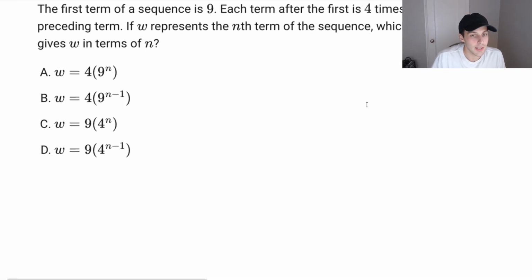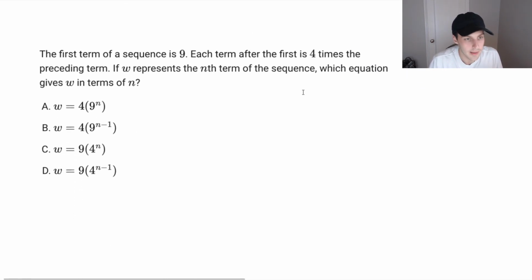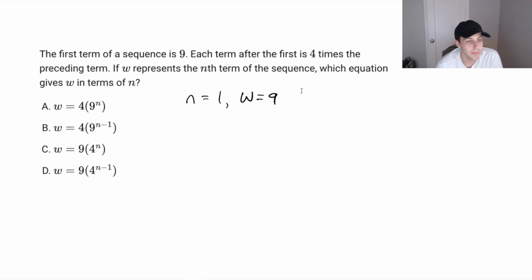Okay, next question. The first term of a sequence is 9. Each term after the first term is 4 times the preceding term. If w represents the nth term of the sequence, which equation gives w in terms of n? Okay, this one tells us that our first term is 9. So n is equal to 1, w is equal to 9. It tells us that right away.